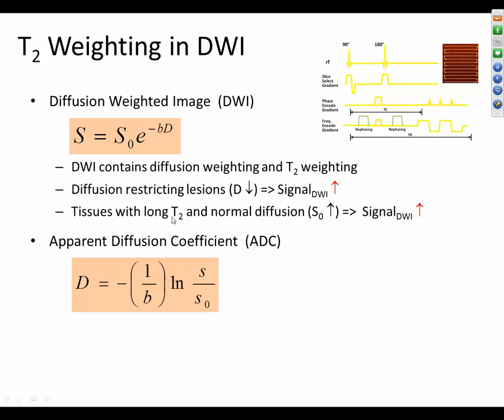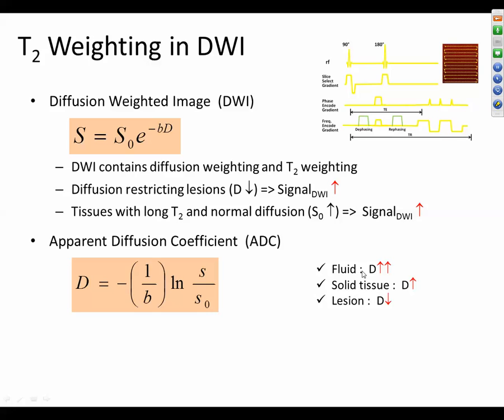We want to eliminate the effect of T2 weighting, so we calculate the ADC. This is post-processed from the DWI image. This is the signal intensity from the DWI image with gradient, and this is without the diffusion gradient. So we get these two images and do this processing. We get the D or ADC, apparent diffusion coefficient, or the diffusivity. Then we can get this value.